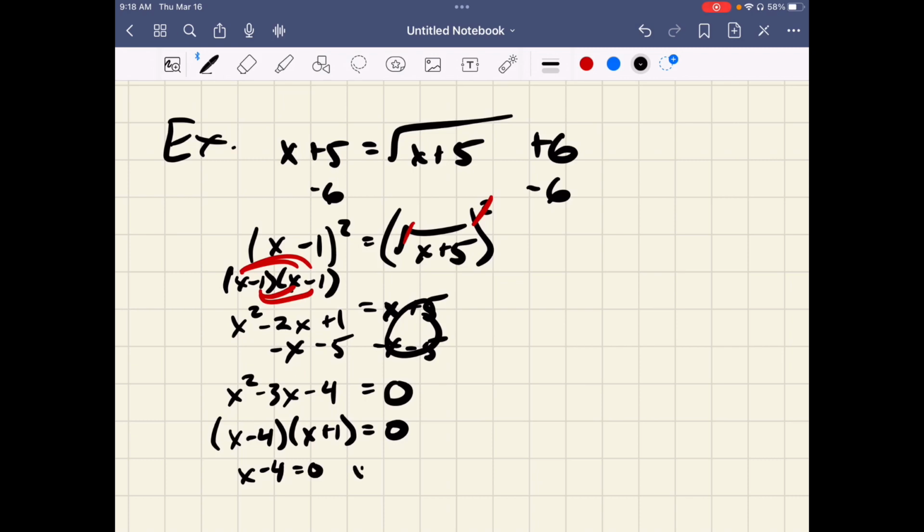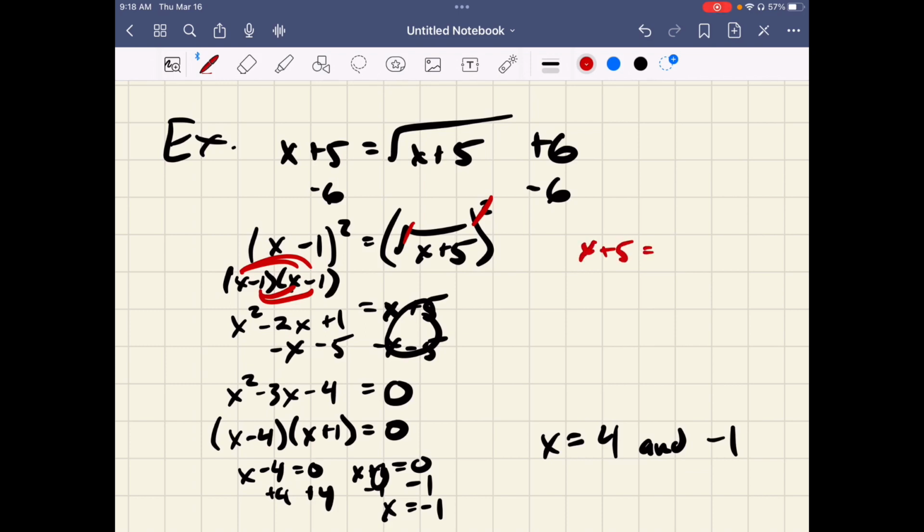Got x minus 4 equals 0, x plus 1 equals 0, plus 4, plus 4. So one possible solution is x is equal to 4. And the other possible solution is x equal to negative 1. So now I'm going to go back to my original: x plus 5 equals the square root of x plus 5, plus 6.